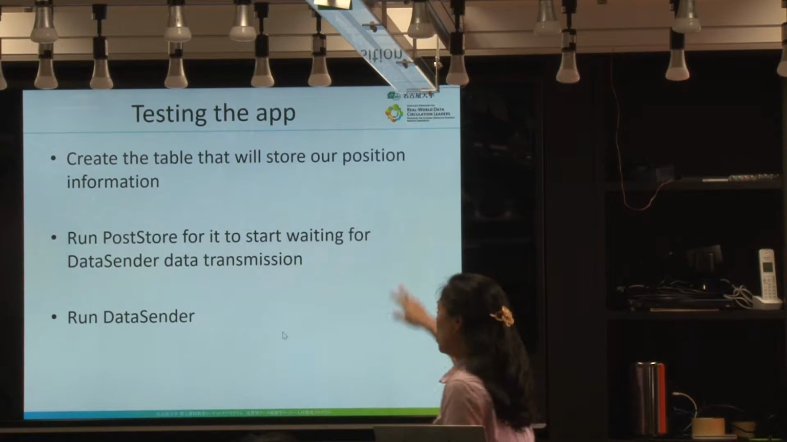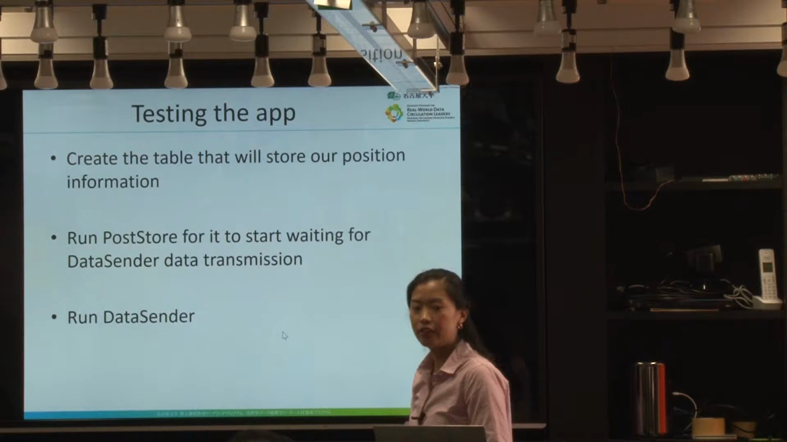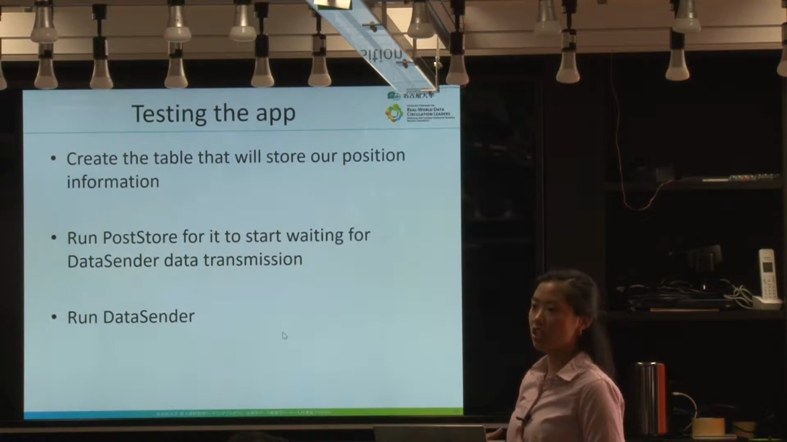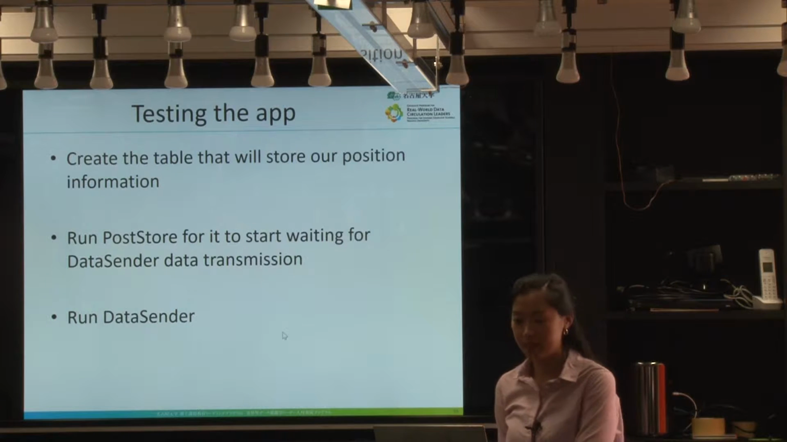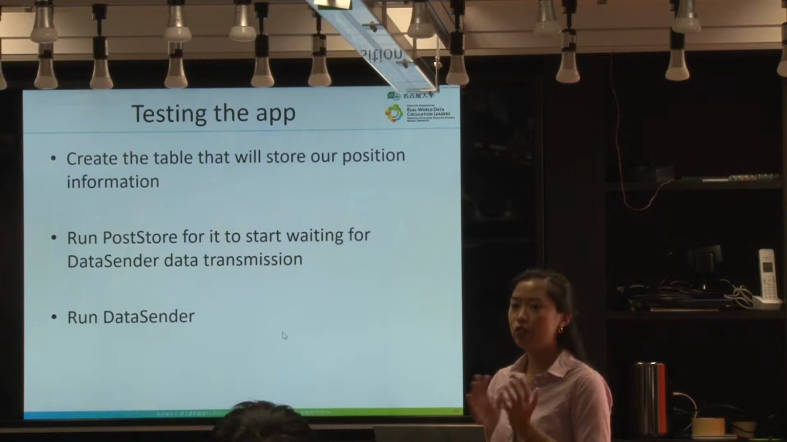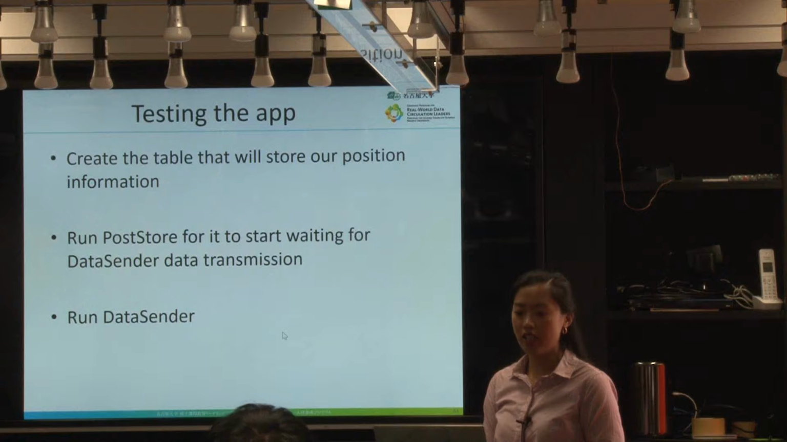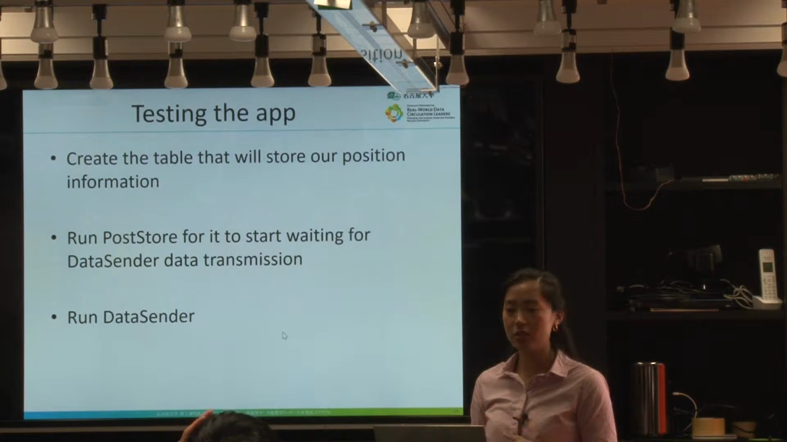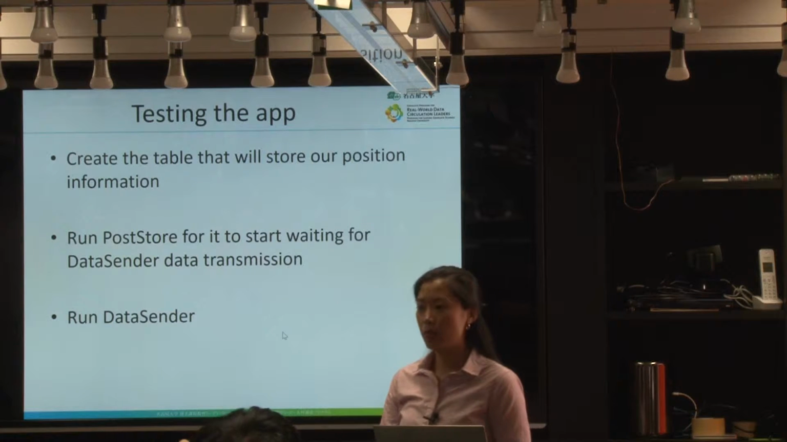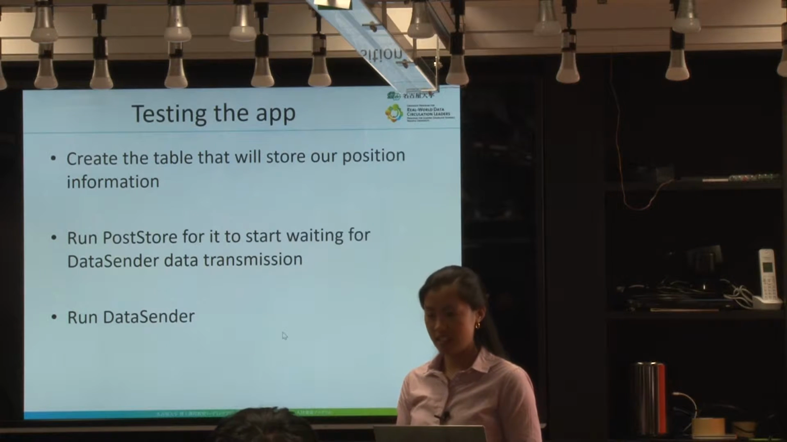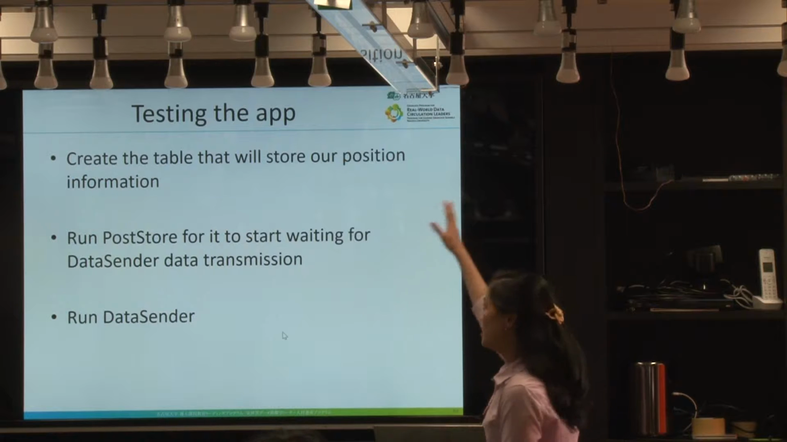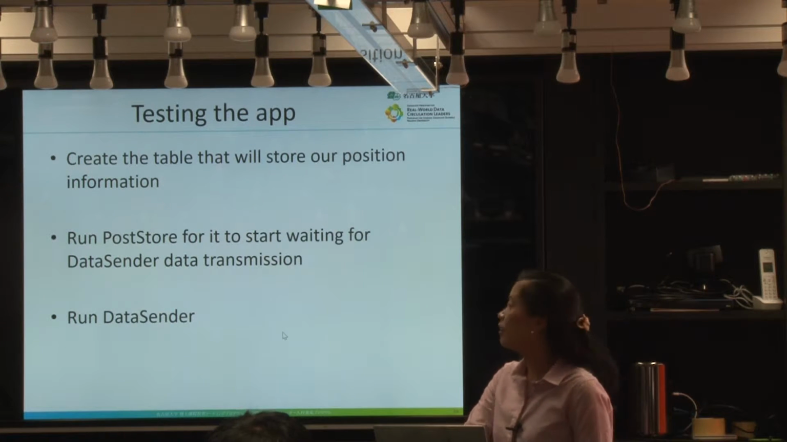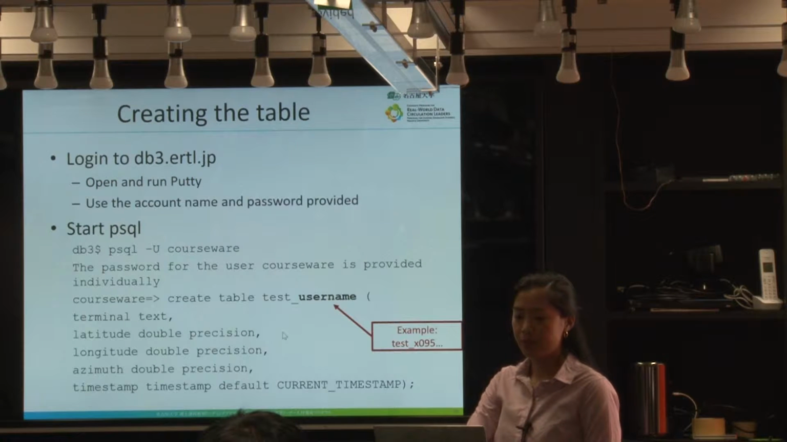So this will be the flow of the exercise for today. First, you have to create a table that will store our position information in the courseware database. Then you have to run the post-store Java application for it to start waiting for the data sender data transmission. And using your mobile device, you have to run data sender. Okay. So basically, this is the workflow. So first, let's start with the first one, creating the table.